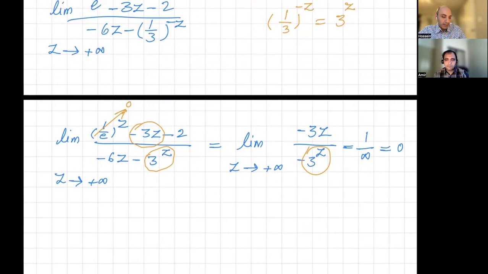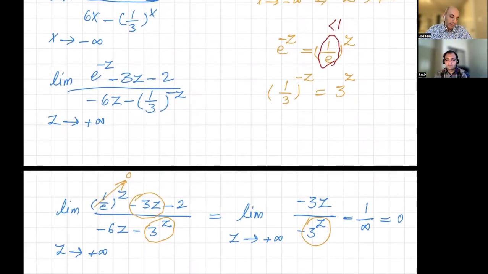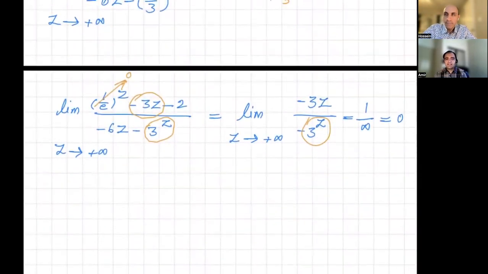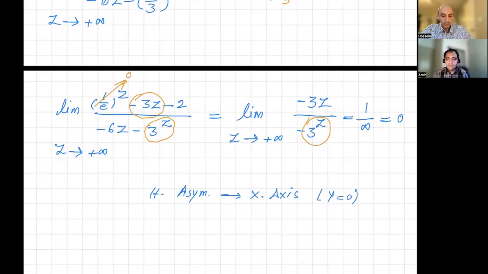That means the horizontal asymptote when x is approaching negative infinity is going to be 0. So this function has one horizontal asymptote, which is actually the x-axis, or y equals 0. The other one is infinity, which is not an asymptote.